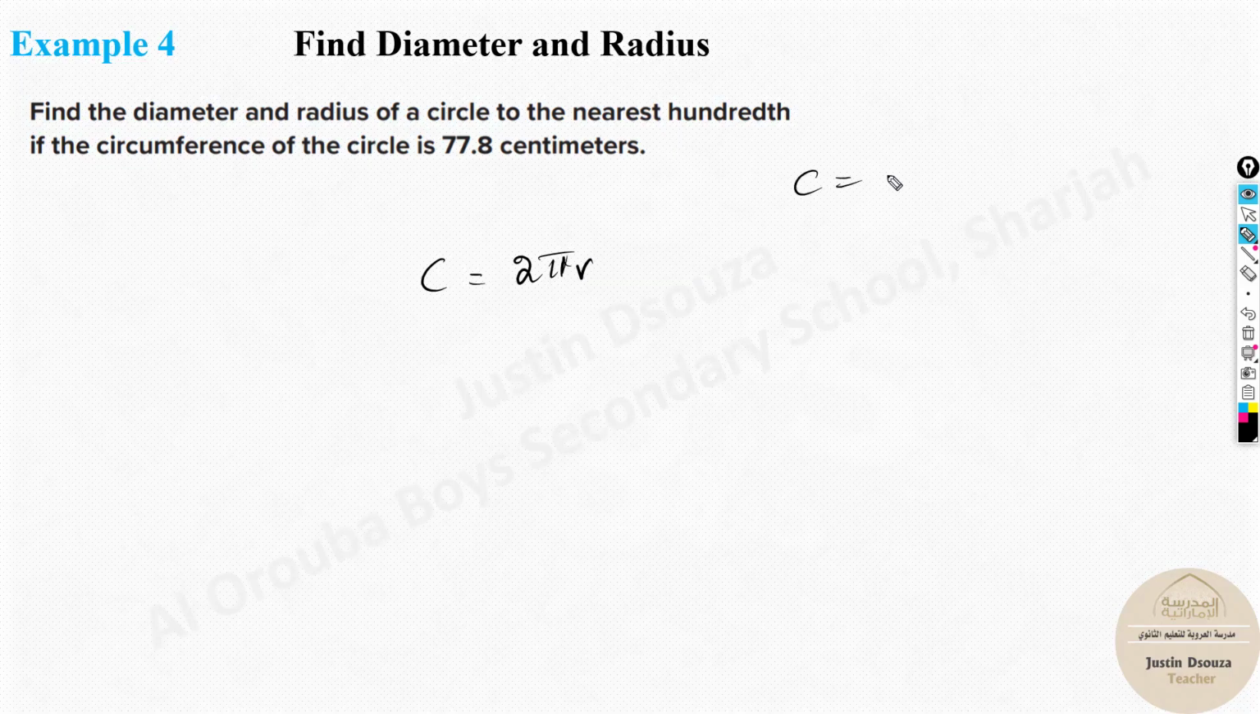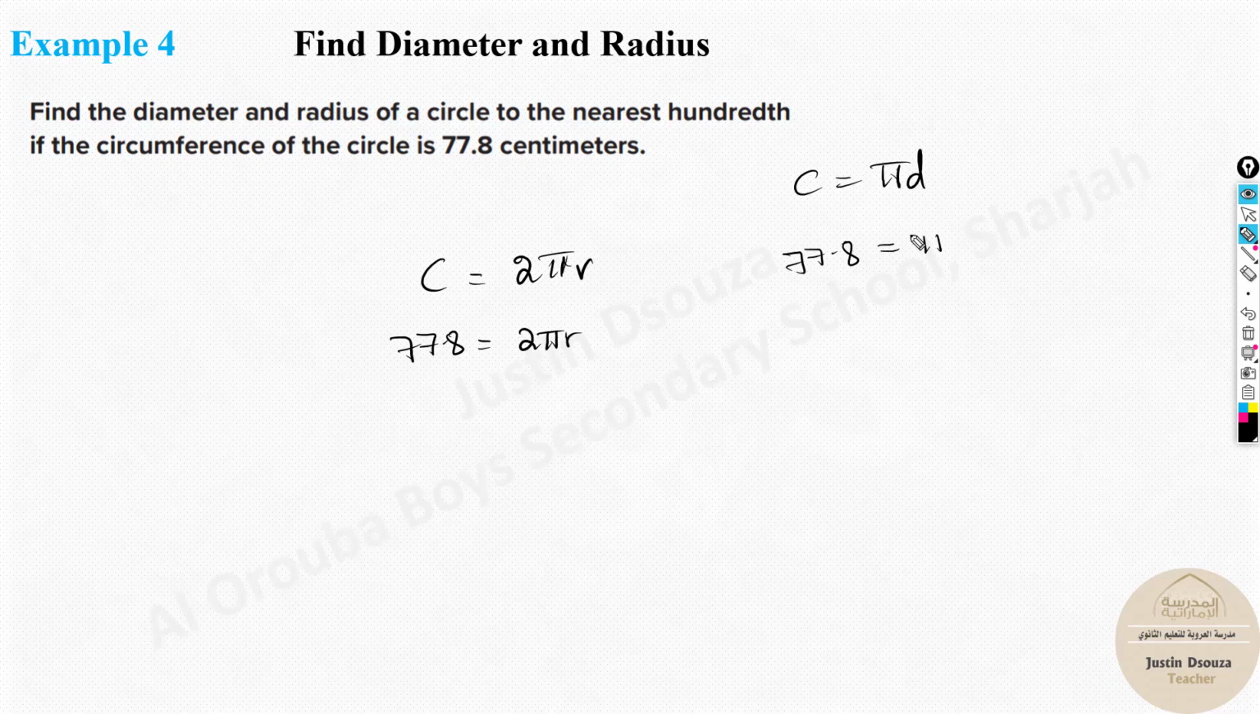You can use this formula or C is equal to pi d, whichever is easy. So it's easy to find d, and then you can divide it by 2 to find r, or you can find the radius and multiply it by 2 to find the diameter. Let's do it. Here circumference is given, so it's 77.8, that is equal to 2 pi r. Let's divide both sides because it'll be the same thing.